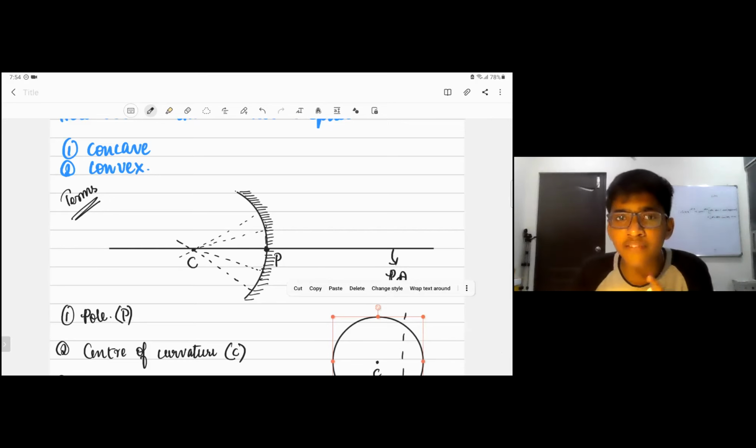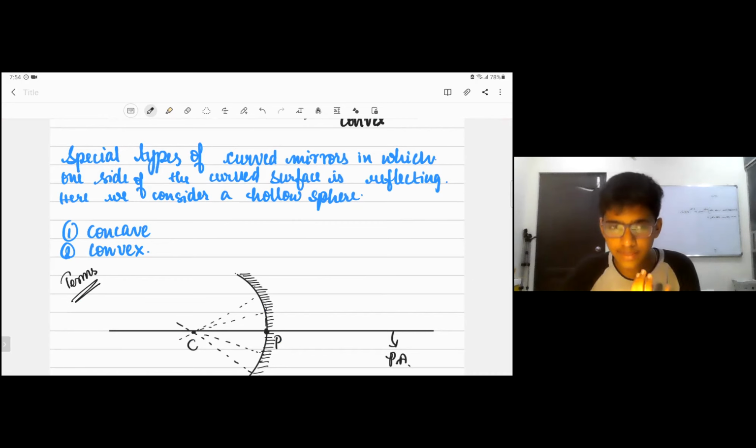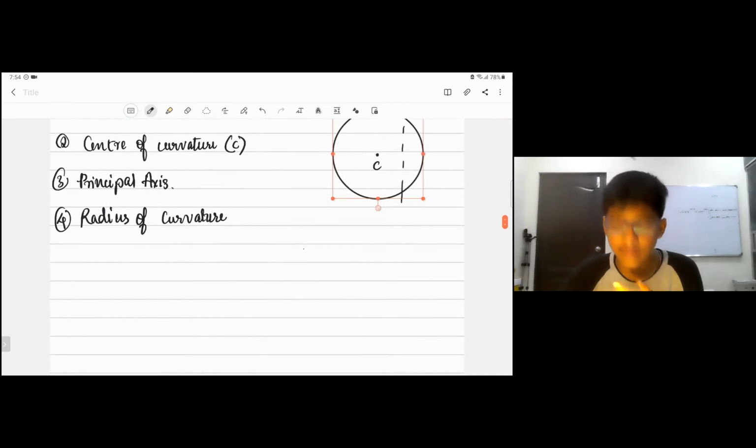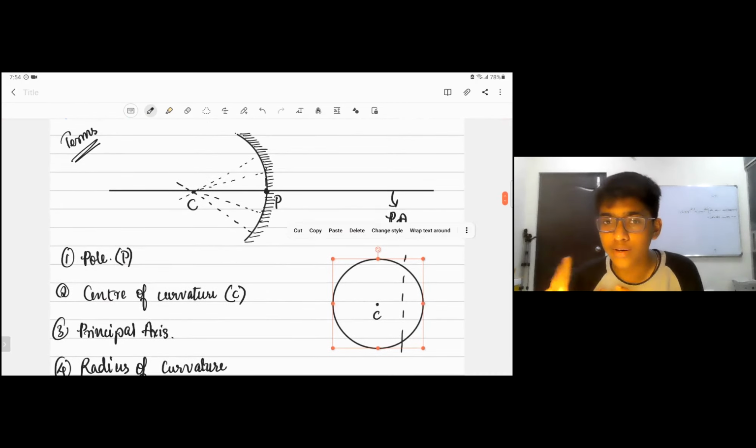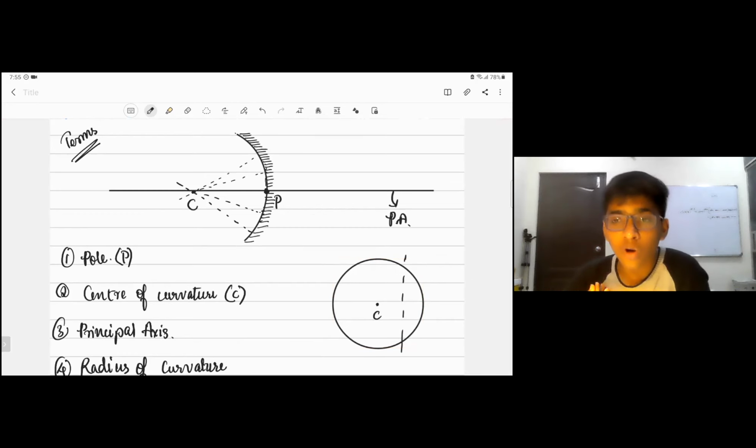In the next video, we will be discussing the focus of spherical mirrors, the principal focus, and then the different rules to draw ray diagrams. What we have discussed today are spherical mirrors, the special types of curved mirrors, the concave and the convex, and these four terms: the pole, the center of curvature, the principal axis, and the radius of curvature. So in the next video, we will discuss the principal focus and also rules to draw ray diagrams. Thank you and have a nice day.